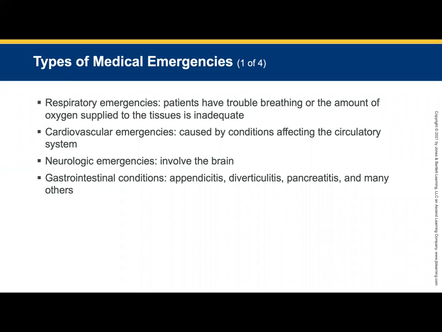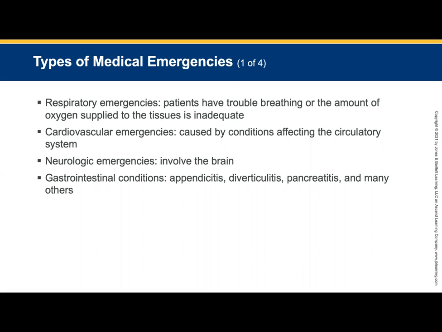So if you have a stroke, we know those are blood clots that are affecting the brain. And when the brain starts getting affected, other issues start to be affected as well. So your gastro conditions: appendix, diverticulitis, pancreas, pancreatitis, and many others.